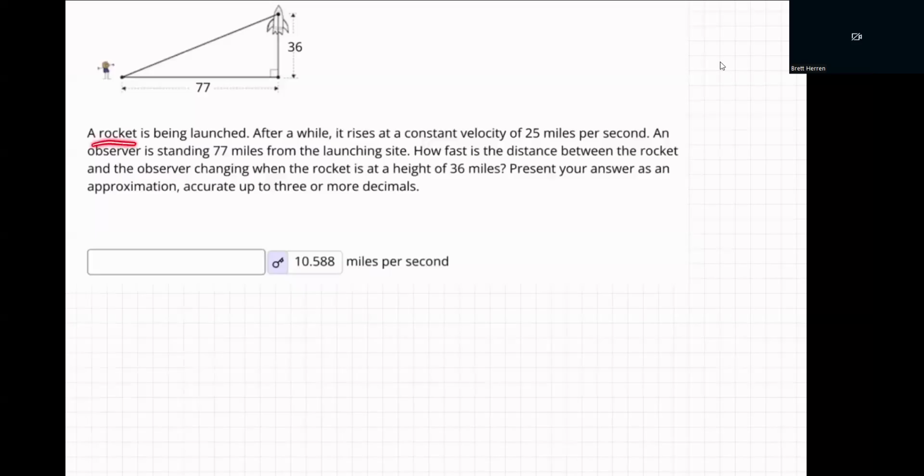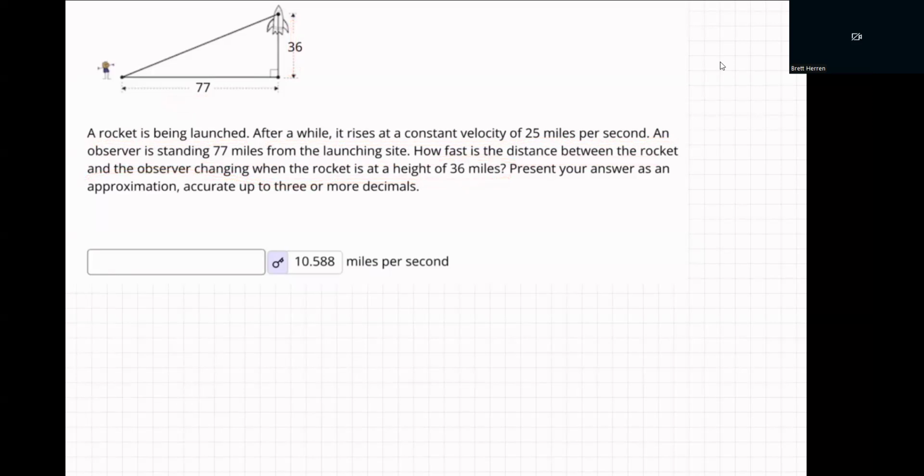Okay, so on this question, a rocket is being launched. After a while, it rises at a constant velocity of 25 miles per second. That's fast, 25 miles every second. An observer is standing 77 miles from the launch site. There's the 77. How fast is the distance between the rocket and the observer changing when the rocket is at a height of 36 miles?